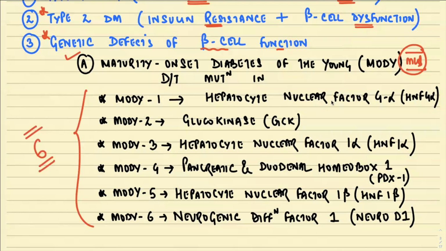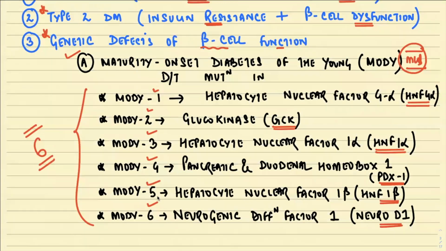If the mutation is in the hepatocyte nuclear factor 4 alpha, that is HNF4 alpha, we call it MODY 1. If it involves the gene encoding glucokinase, it is called MODY 2. If it involves a mutation in HNF1 alpha, it is MODY 3. In the pancreatic and duodenal homeobox or PDX1, it is MODY 4. HNF1 beta will become MODY 5, and NeuroD1 will become MODY 6. So this is the classification of MODY, which comes under the genetic defects of beta cell function.